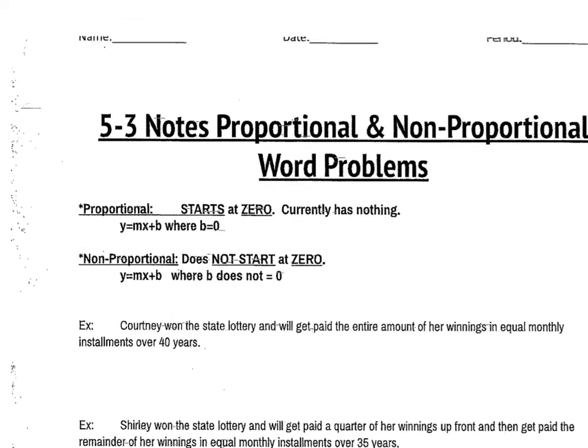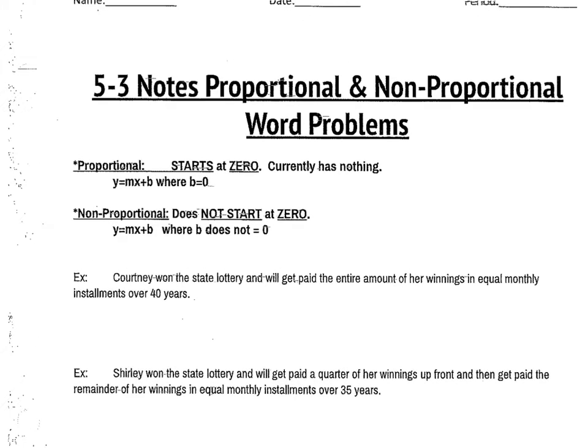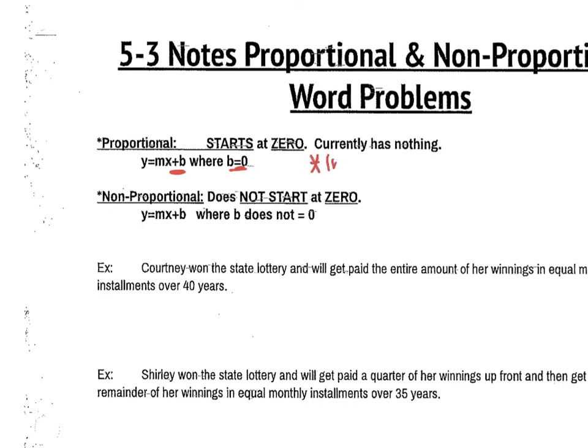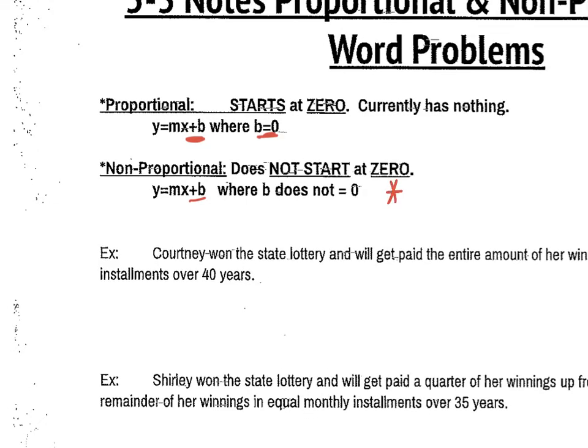So the next type of proportional and non-proportional relationships are these word problems. Same thing: proportional starts at 0, or where your b value is 0. There's nothing like words that you'll see, like initial fee. But non-proportional does not start at 0: y equals mx plus b, where b is anything but 0. So b is some type of value. A lot of times you'll see that b being called an initial fee or a charge. So it's something extra.